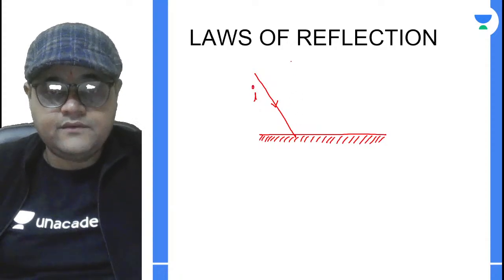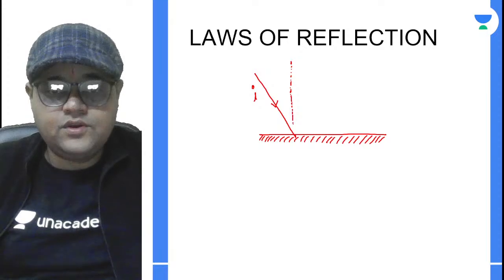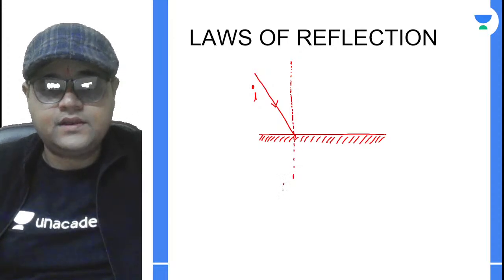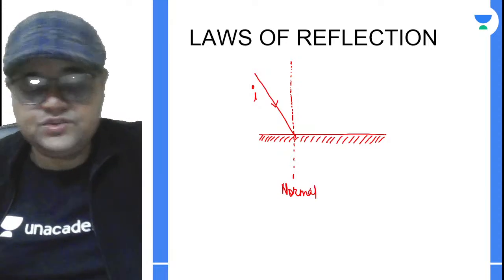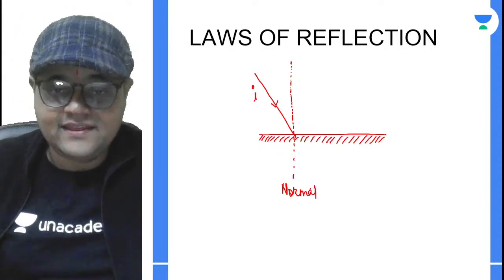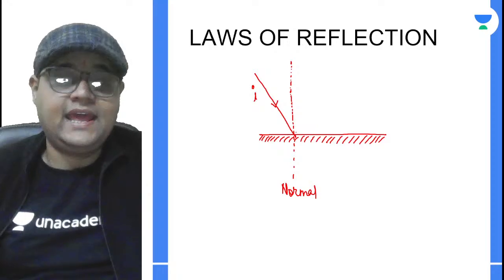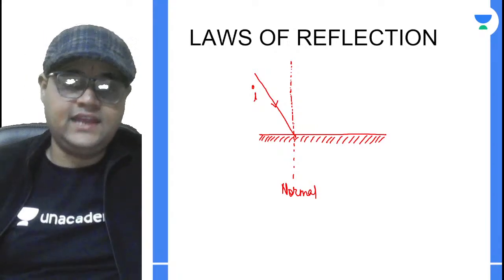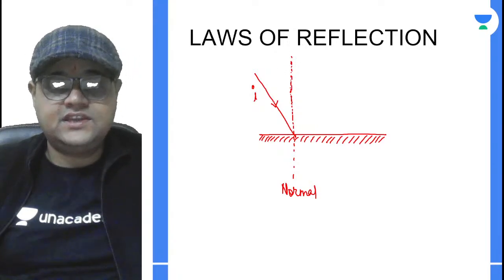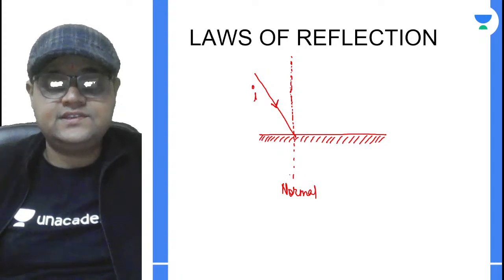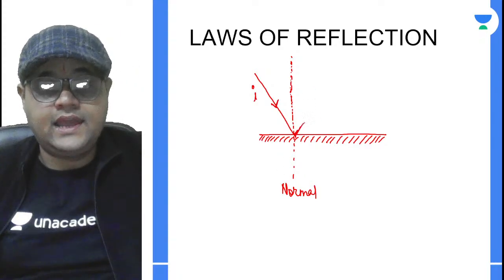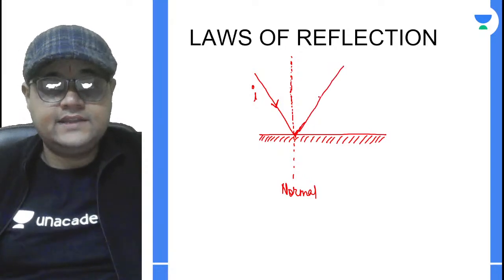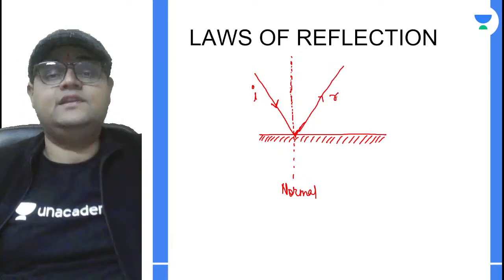Now, whenever you encounter an incident ray, the very first thing that you have to do is draw a normal. See, this is a normal. Normal means 90 degrees, so a normal is always at 90 degrees to the surface on which we are discussing the reflection. So this is the surface, this is the incident ray, this is the normal. Now, in accordance with the laws of reflection, the light ray will be reflected. Let us say this is the reflected ray.